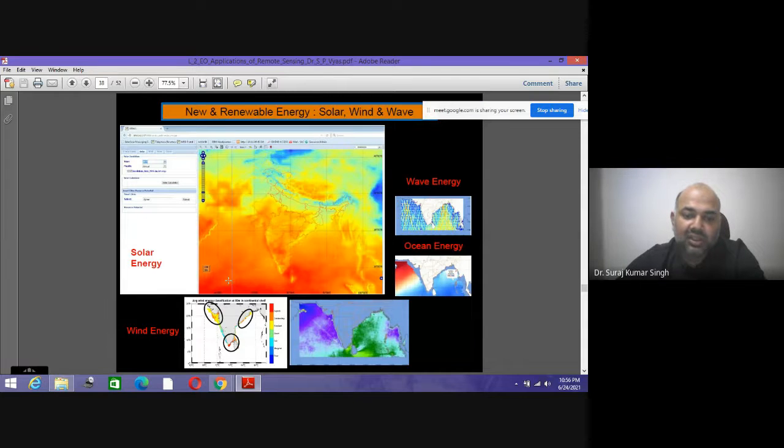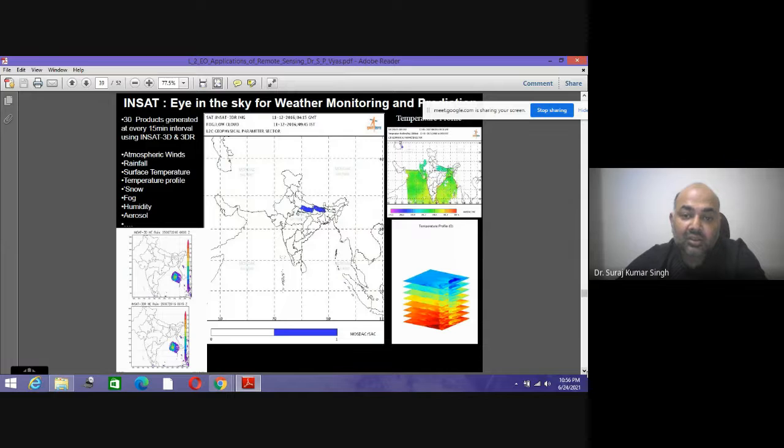So all such features are being identified, and various kinds of studies are being done by Government of India. You can see how the wind energy, the solar energy, the heat waves, the ocean energy are properly sensed, and these data sets are now also being used for generation of renewable energies.